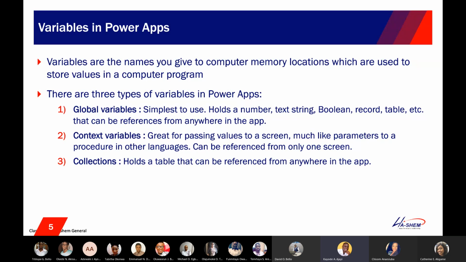So in Power Apps, there are 3 types of variables. We have the global variables, the context variables, and collections. And we're going to see all of that in action. But just as an explanation, global variables are very simple to use. You could use them to hold number, text, booleans, record, table, etc.